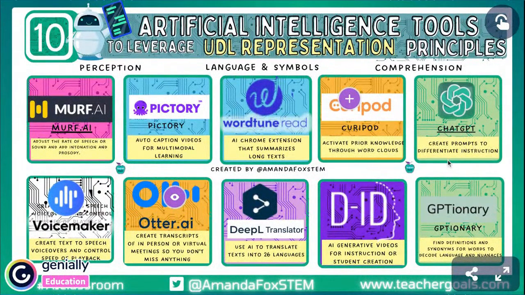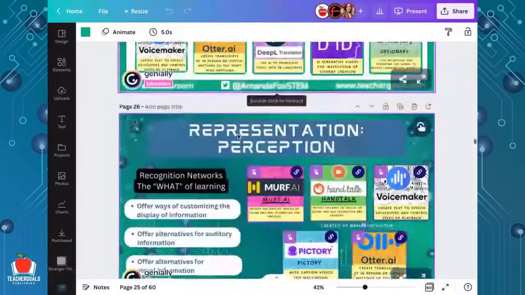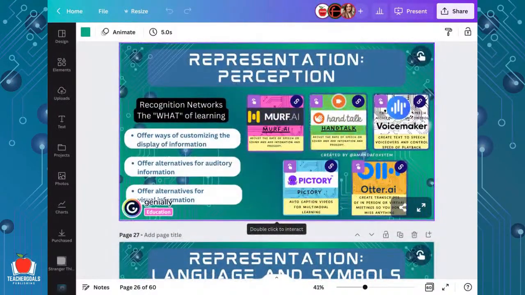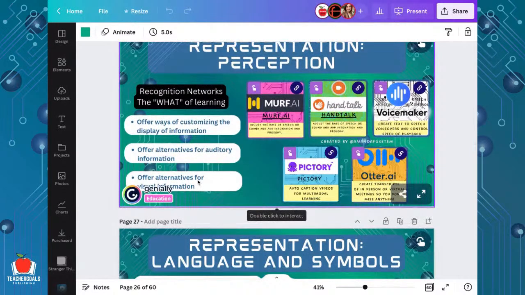There, we've covered ChatGPT, and then there's also GPT Dictionary. It's essentially a dictionary where you can look up words. And this is great for teaching denotation and connotation and nuances in language. So when we look at representation and perception, this offers ways to customize the display of information, alternatives for auditory information, and it offers alternatives for visual information.